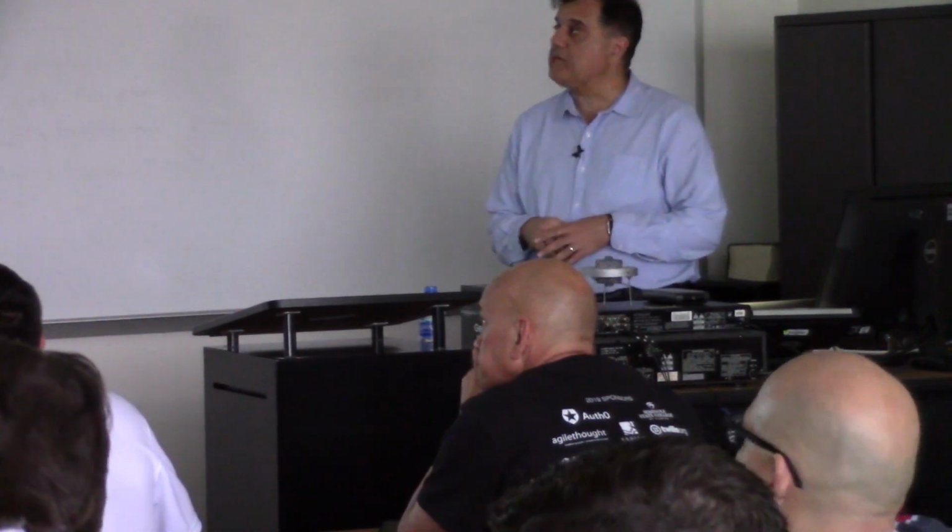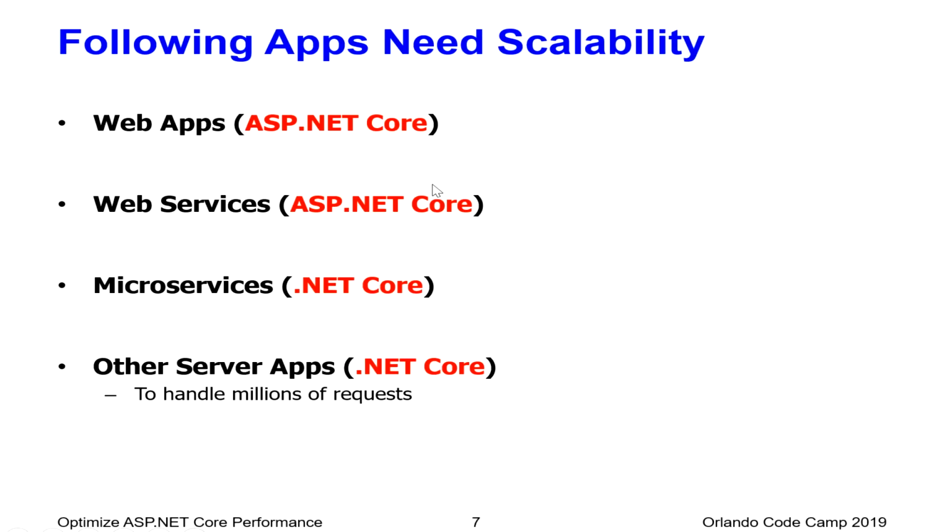Just to recap, what types of applications need to be scalable? Obviously, ASP.NET Core, which is what we're talking about. You might also have web services. ASP.NET apps are the web apps, which means their users are humans. Web services are, again, web apps, but their users are other apps.